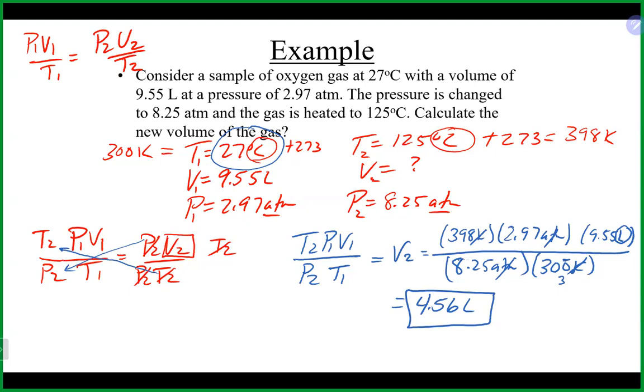Other questions? So I would say, again, this is the one that gives people a little bit of difficulty, and it's the rearranging part. So make sure, again, you just know how to properly rearrange that. Any questions on the combined gas law?